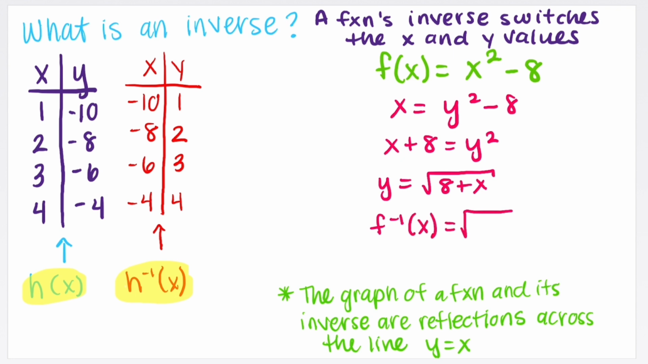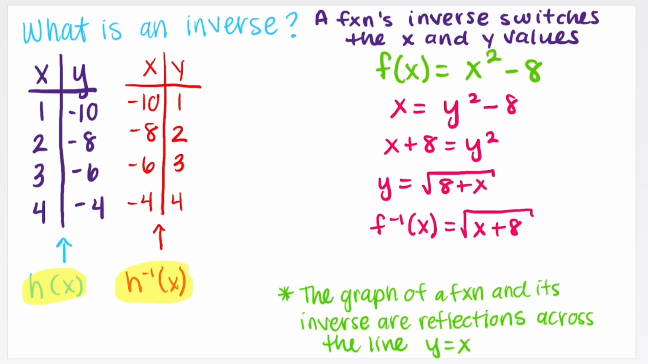I'm going to switch it around for this one. So that would be the square root of x plus 8. And you know that a quadratic function's inverse is going to be a square root function. So that's how you can find the inverse algebraically. And one little note here: when you're looking at the graphs of inverses, a function and its inverse are always reflections across the line y equals x, because essentially it switches the x and the y values.